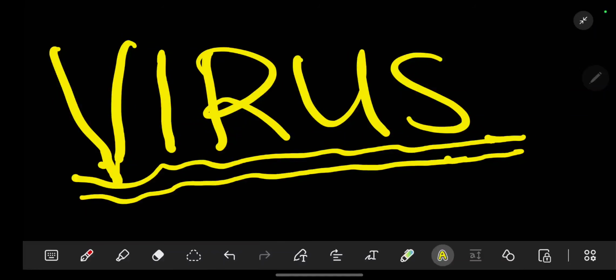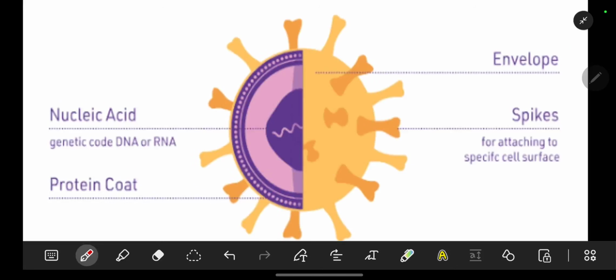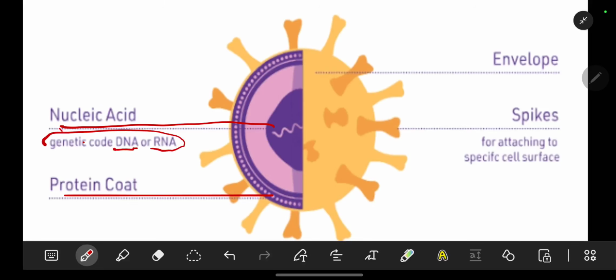So here today we are going to be looking at viruses. So what is a virus? A virus basically has what we call a protein coat and also nucleic acids, which can either be DNA or RNA, never both at the same time. So that is basically what a virus is.